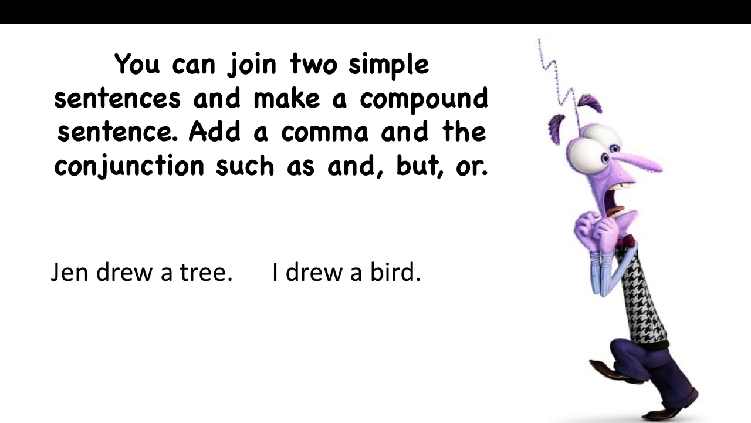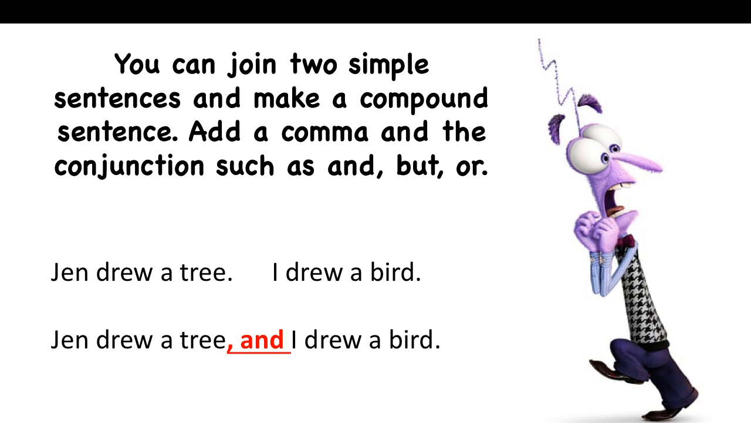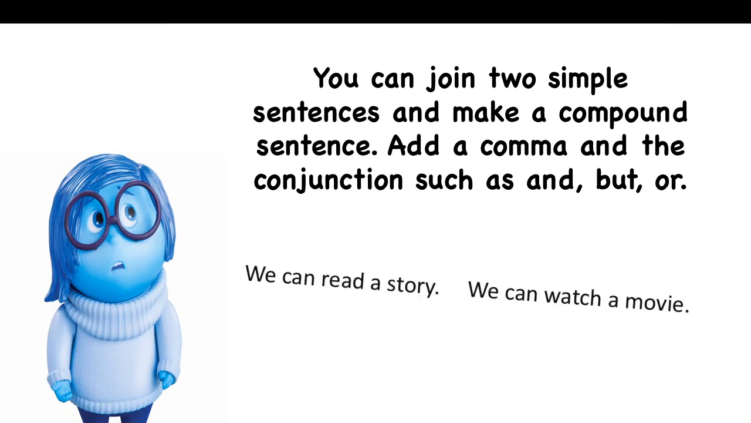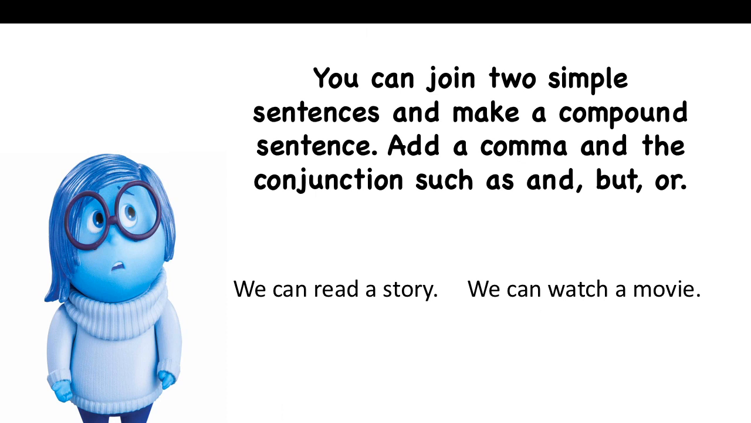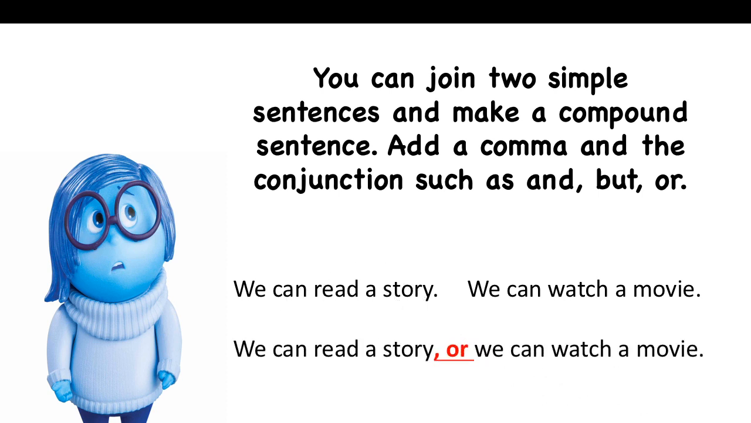So, here you have two simple sentences. Jen drew a tree. I drew a bird. How can we join them together? Jen drew a tree, and I drew a bird. We join them together with the conjunction and, and we place the comma in front of it. We can also join sentences with the word or. We can read a story. We can watch a movie. Join them together: We can read a story, or we can watch a movie. That is joining two sentences with the conjunction or, and we will not forget to put the comma in front of the conjunction.